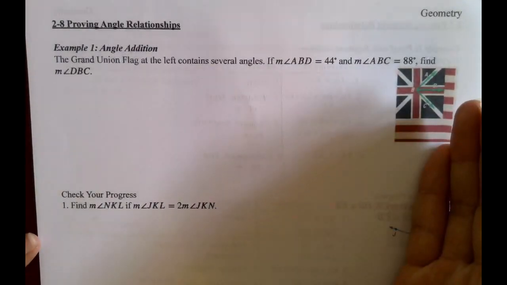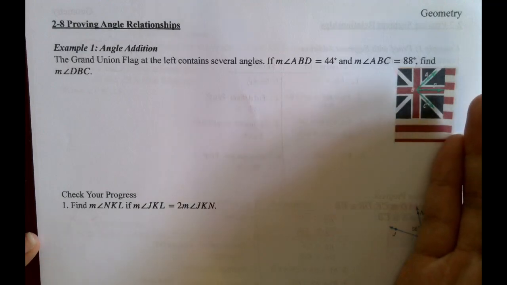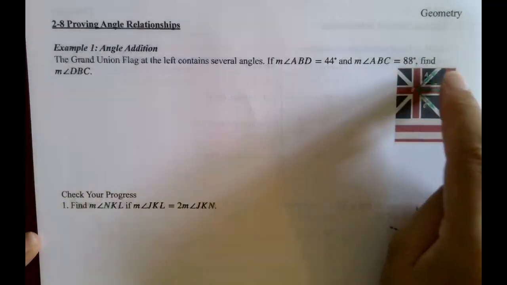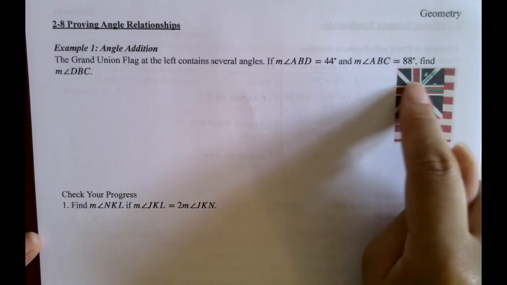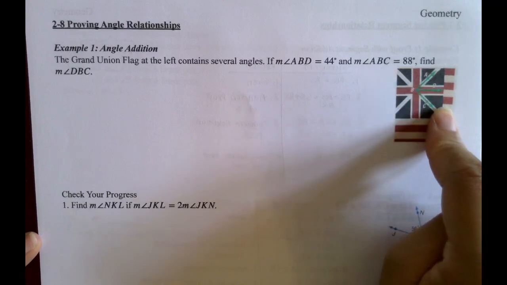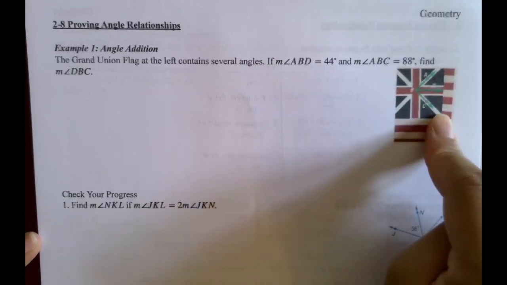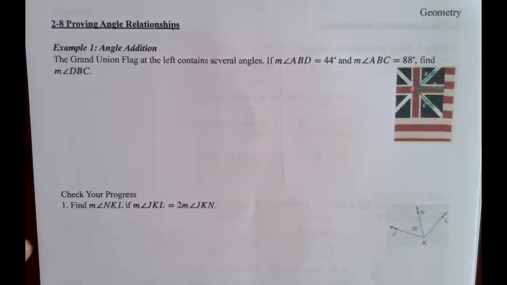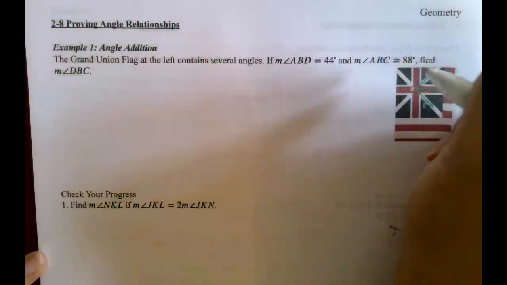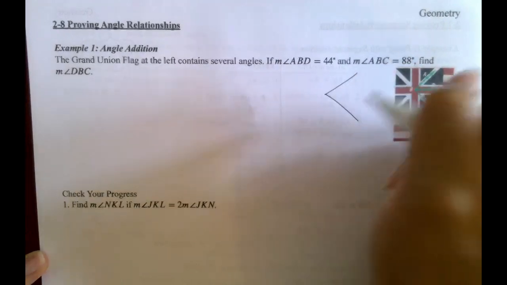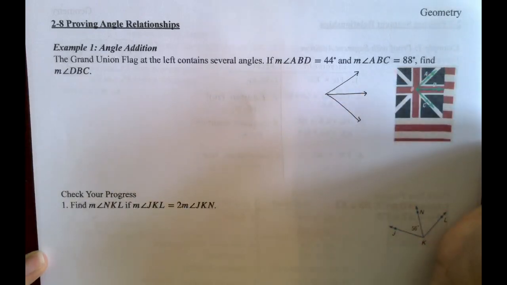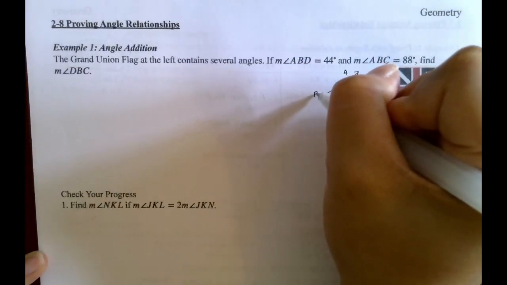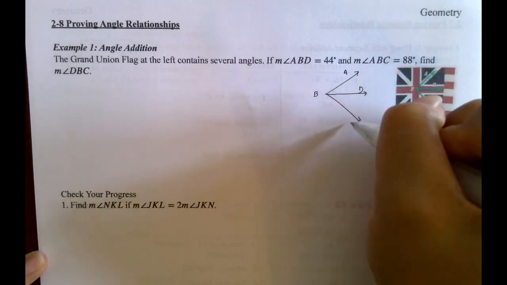Okay. The Grand Union flag at the left, it's actually here on the right, contains several angles. If the measure of angle ABD here is 44, and the measure of angle ABC is 88, what would DBC be? Okay, so it's a little bit hard to see here, but basically the picture looks something like this. Okay, so A, B, D, C.